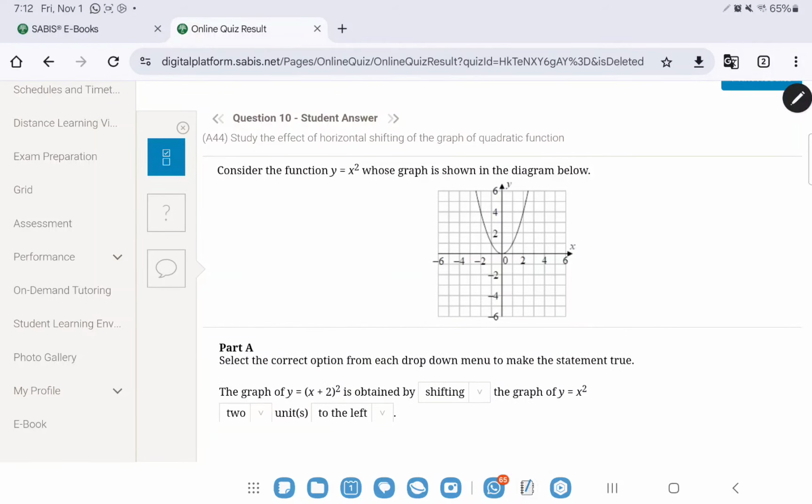So now this question is asking you, how is this in comparison to the graph y equals x squared? So like this. This is this graph. How do you obtain it? What did I tell you in the last video I made? When you have positive, it's to the left.